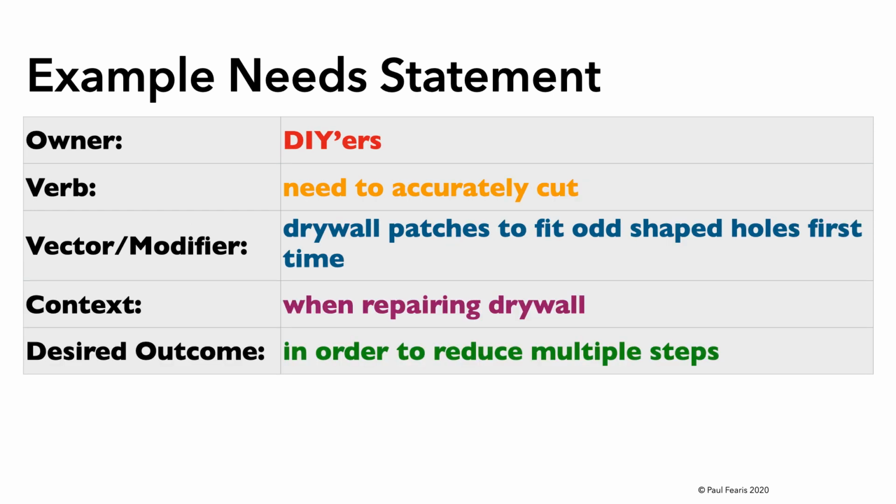And finally, DIYers, people like mums and dads at home doing DIY, need to accurately cut, there's our verb, drywall patches to fit odd-shaped holes, because when we get holes in drywall, they're never perfectly square the first time, when they're repairing drywall, in order to reduce multiple steps. Because what you actually see happen is people have to try it, cut it some more, try it, cut it some more. Oh, I cut it too much, I need to cut another one, and it carries on. So there's another example following the same consistent syntax, again without conveying a solution. I'm not saying how we're going to do that, I'm just saying here's what we need to happen, here's the problem we're going to go after.